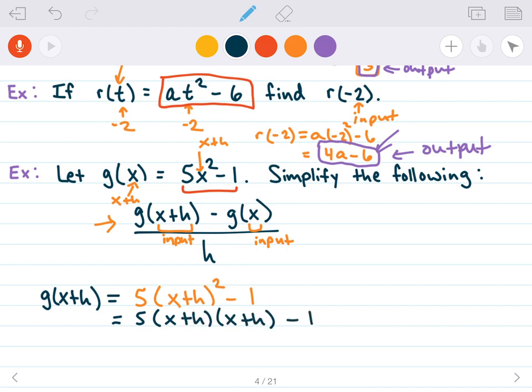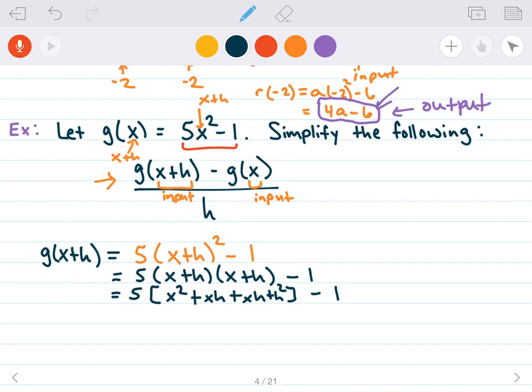And I'm going to FOIL this using first, outer, inner, last. I'm just going to leave the 5 out in the front, and the minus 1 at the bottom. So let's go ahead and FOIL this. First is x times x, gives us x squared. Outer is x times positive h, a positive xh. Inner, h times x is another positive xh. And last, h times h is a positive h squared, right?